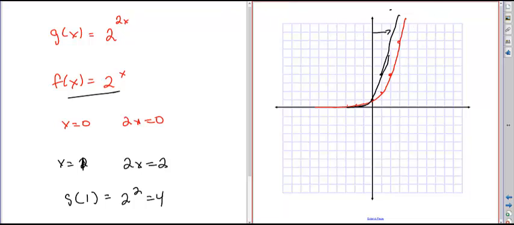Okay. So the parent function is 2 to the x, over 1, up 2, over 2, up 4. This one is 2 to the x, but this other one is stretched vertically and also crunched horizontally, but the thing is that this point here at x equals 0 doesn't change between the two functions. This would be 2 to the 2x. So it's a little more complicated, but that's basically how that works.